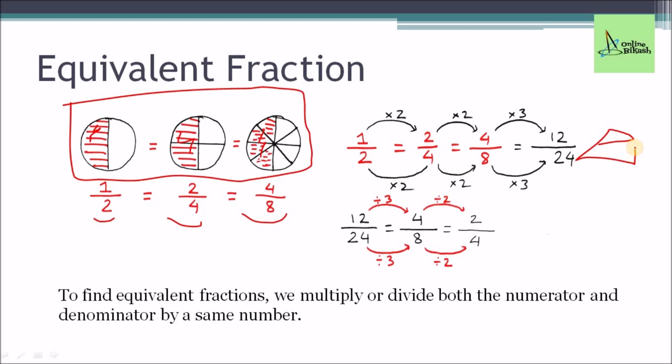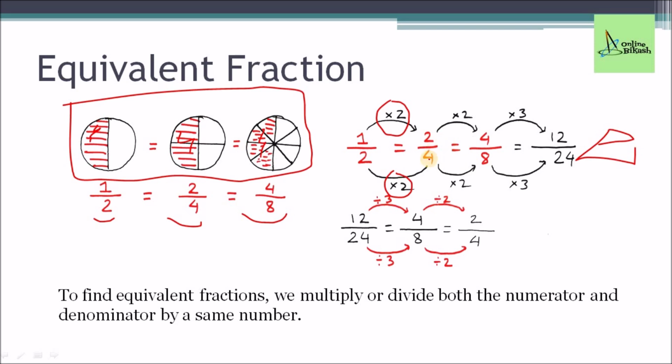You see this one, 1 by 2. This 1 by 2 can be, if you multiply this 2 with the numerator and this 2 with the denominator, that means the same number we are multiplying with the numerator and with the denominator, then what we will get? 2 1s are 2 and 2 2s are 4. So we have got 2 by 4 as the equivalent fraction of 1 by 2.